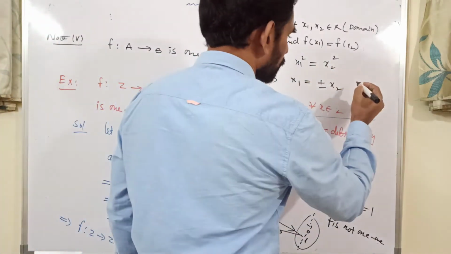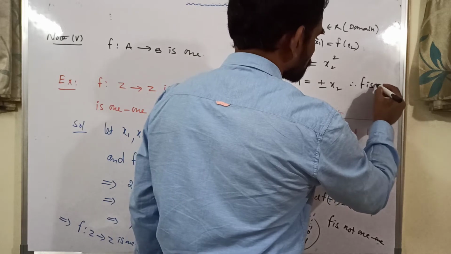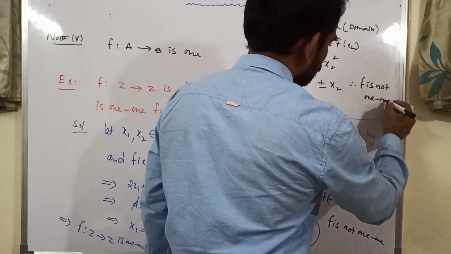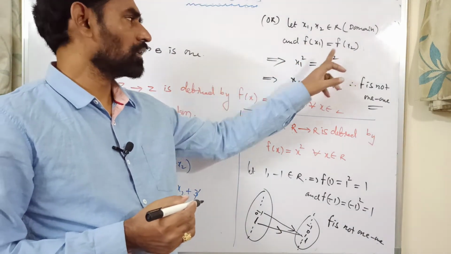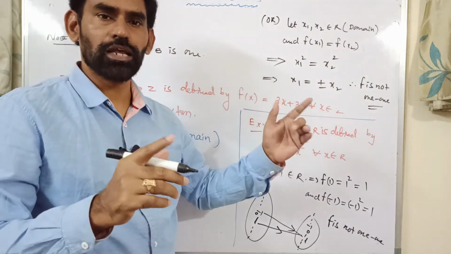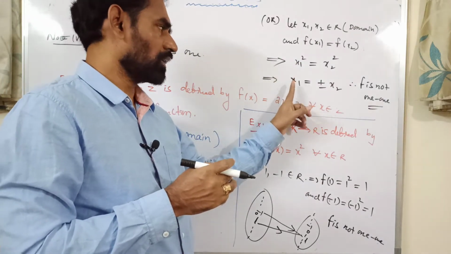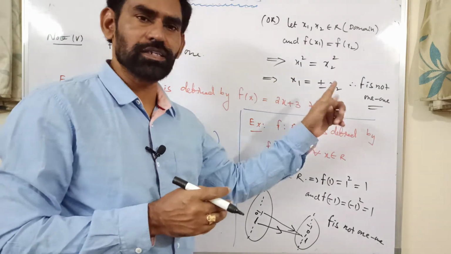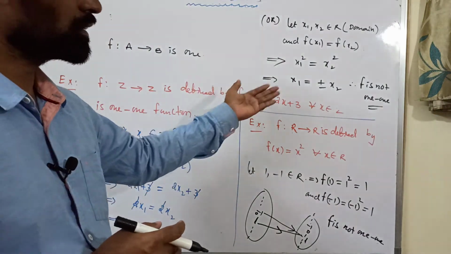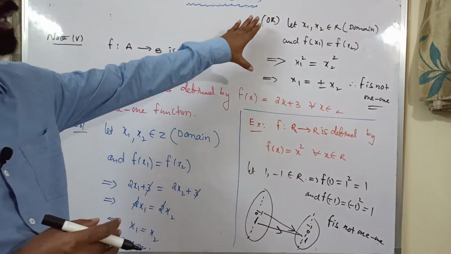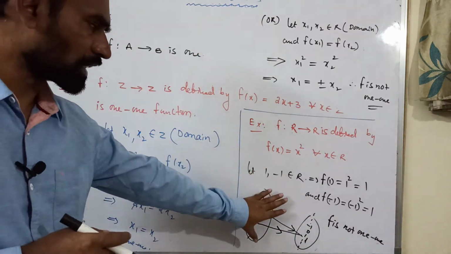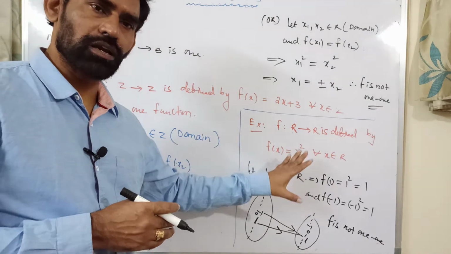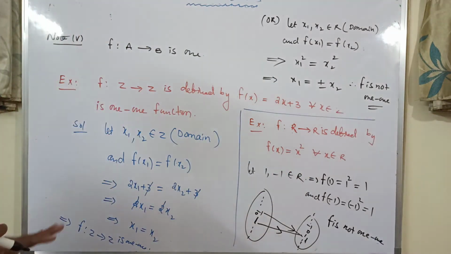Therefore f is not a one-one function. This is the method. Images are equal, we are assuming; actually we should get that elements are equal, but here the elements are not the same: x1 equals x2 or x1 equals minus x2. That's why f is not one-one. Theoretically this is the method, and using an example also we can show whether it is one-one or not. So these are the examples for one-one.